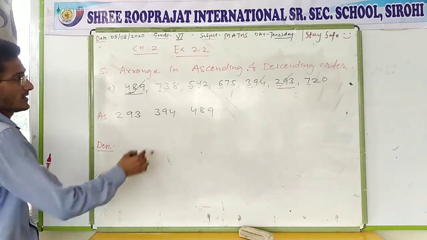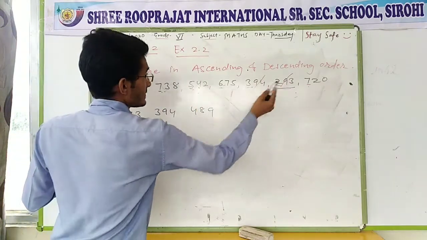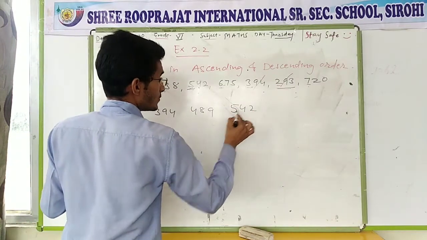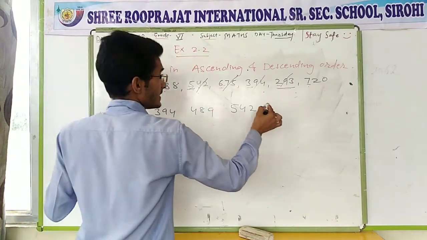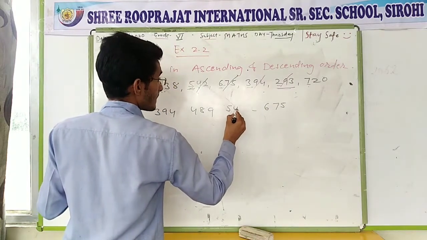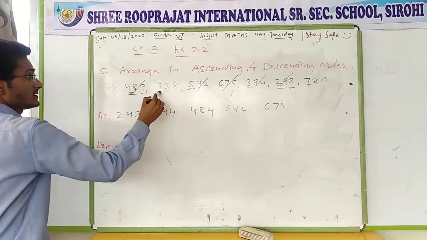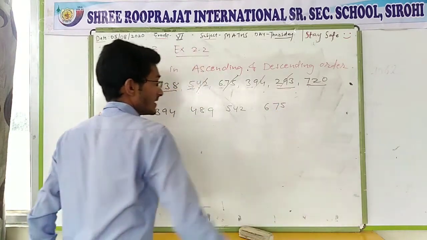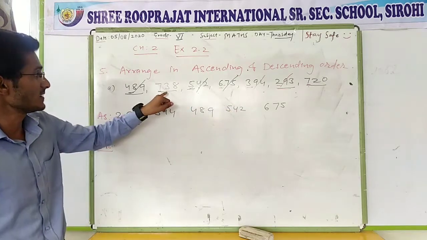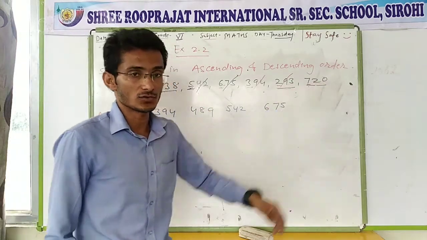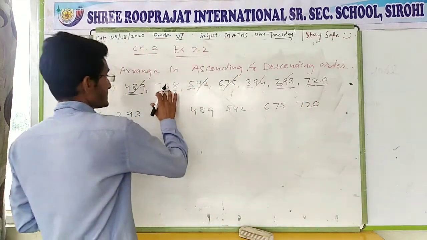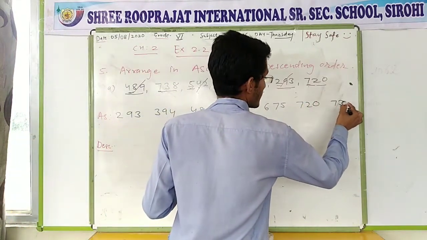And now 4 more remaining: 720, 542, 675 and 738. So 542 is the smallest one. And next one 675. Now 2 more remaining, 738 and 720. In the place of 100, 7 and 7. But after 7 there is a 3 and here after 7 it is a 2. So first you will write 720 and the last one is 738.